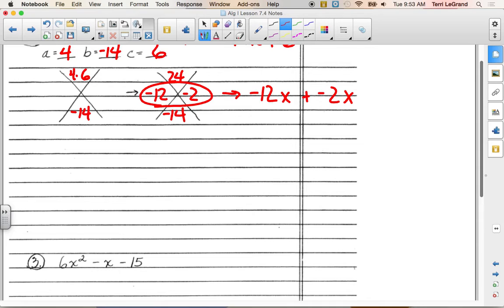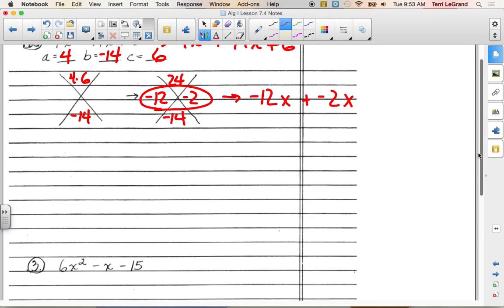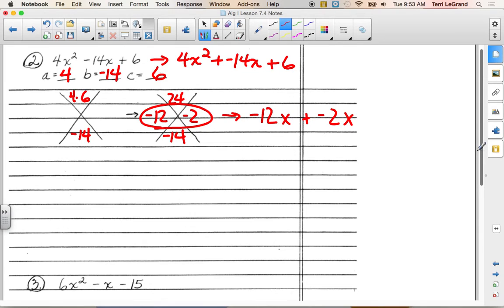And now we're going to rewrite our trinomial, replacing what? The negative 14x. This right here has to get replaced with what we just found. So we have 4x squared plus negative 12x plus negative 2x plus our 6. And now we're ready to factor by grouping. Okay, go ahead and factor that by grouping.